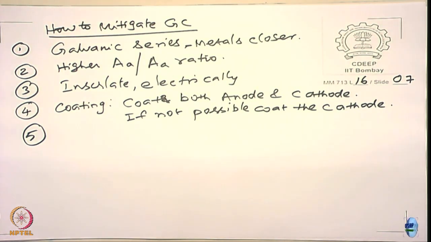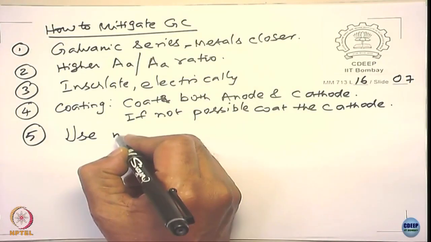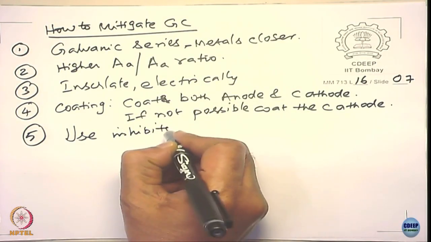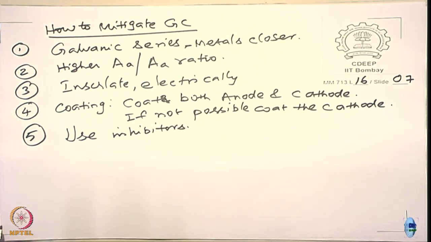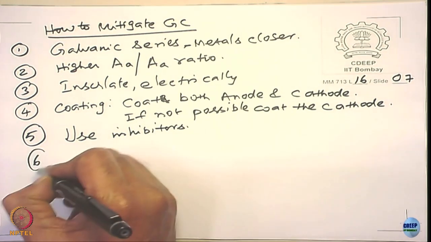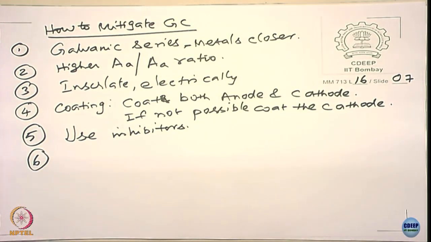So, we also had one more lesson in terms of the effect of environment on galvanic corrosion. What is that? The more severe the environment, the more severe will be the galvanic attack. So, how do I reduce the corrosivity of the environment? Use inhibitors, right? In cooling water systems, people add inhibitors. What more can you do?